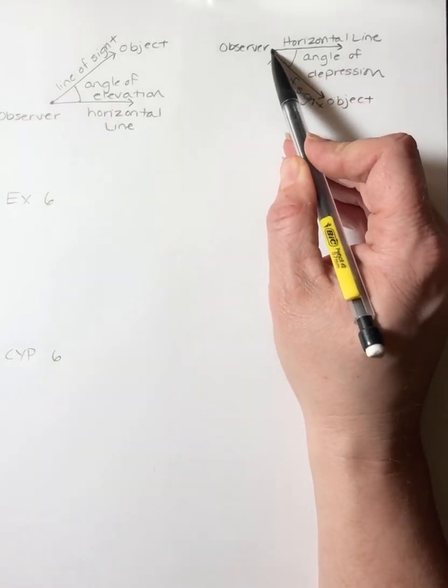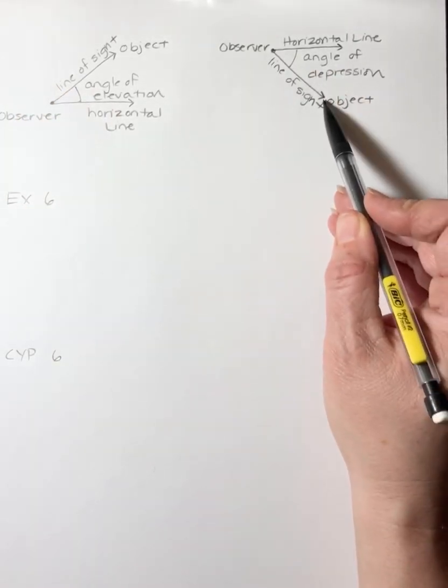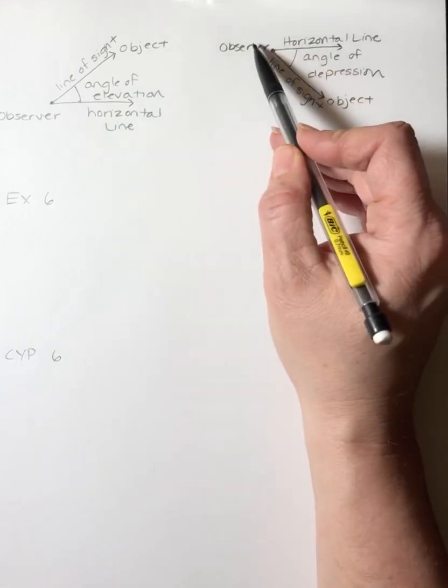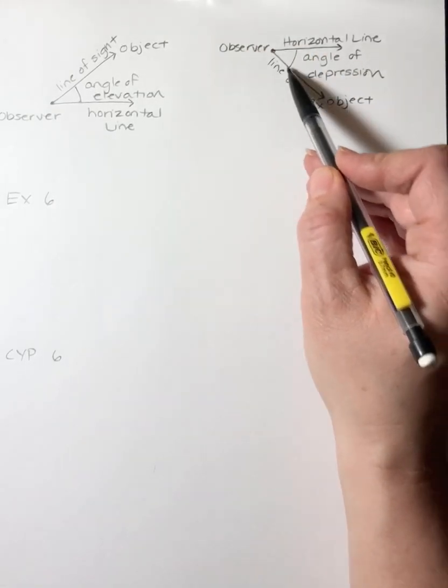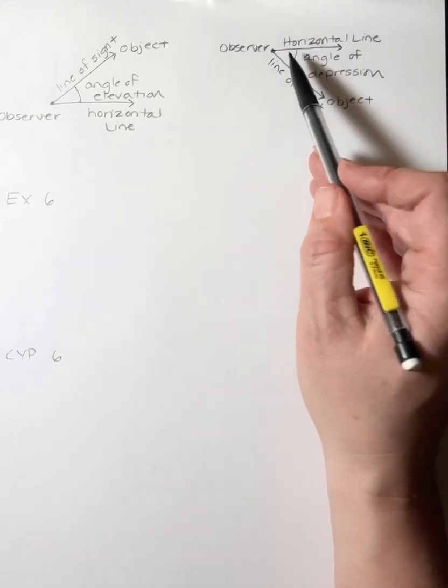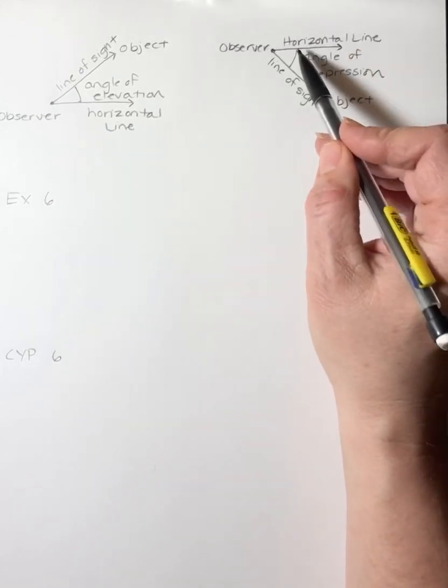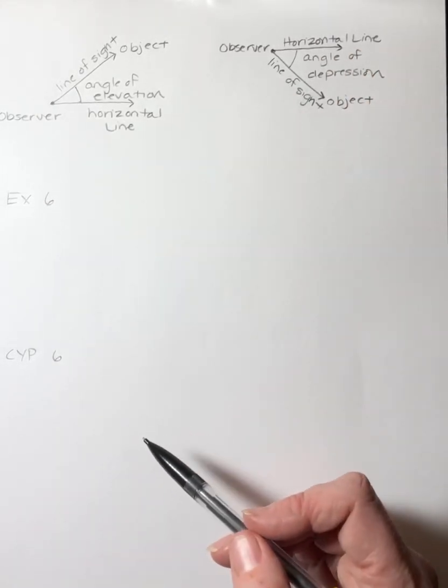If somebody is at the top of a hill and they're looking down, so again, observer, whatever they're looking at, this is your line of sight. Again, you have that horizontal line. This is called your angle of depression.